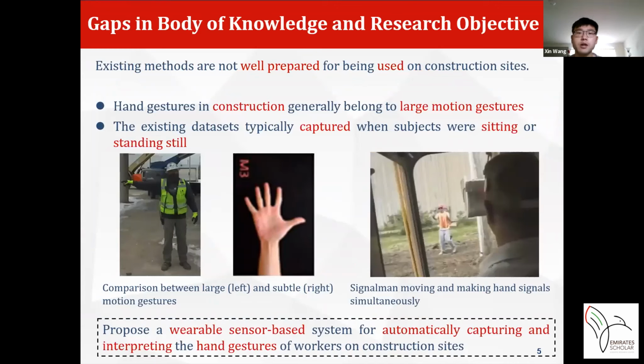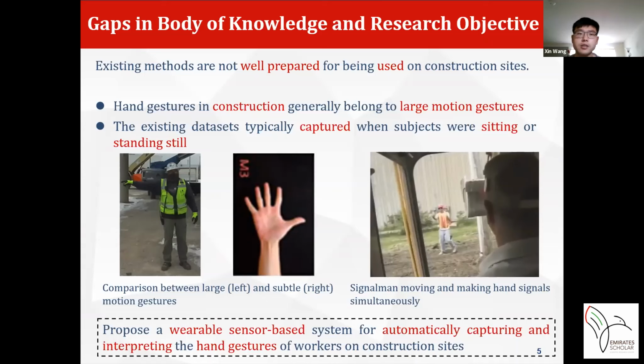Although the performance of the existing methods for hand gesture recognition is promising, they are not well prepared for use on construction sites. It may be due to the following reasons. First, the commonly used hand gestures in construction generally belong to large motion gestures, which involve the swing of both hands and arms. This characteristic has not been fully tested in the existing methods, since they mainly focused on the identification of subtle motion gestures, which concentrated on only the hand movements.